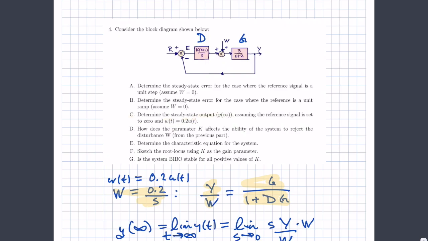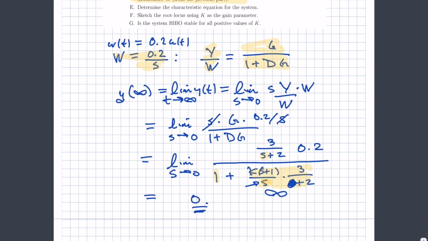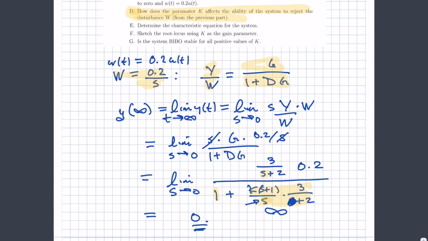Okay, now in part D, the question is, how does K affect the system's ability to reject W? And you notice that really this didn't matter. In part C, the result didn't matter. It happened for all values of K. So part D is pretty easy in this case.